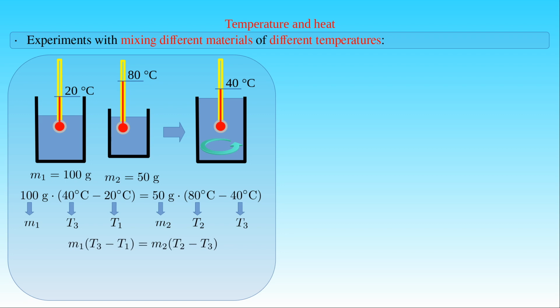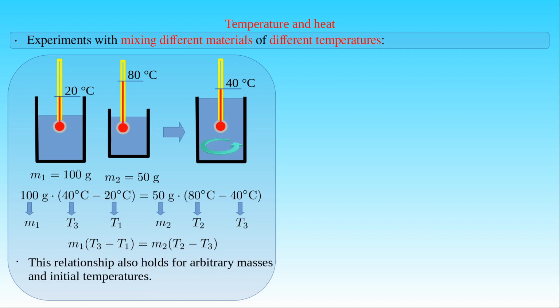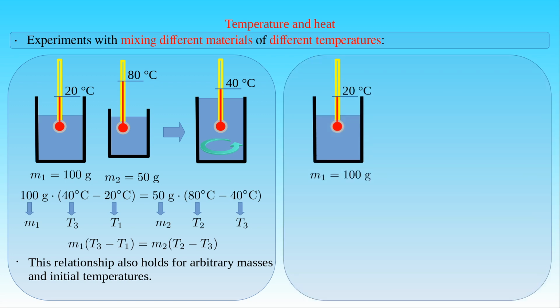If we mix water with different masses and initial temperatures and measure the temperature of the mixture, we can demonstrate that this relationship holds for arbitrary masses and initial temperatures. We can also mix different solid materials in water. For example, we take 100 grams water at 20 degrees Celsius again, and we heat up 50 grams iron filings to the temperature 80 degrees Celsius.